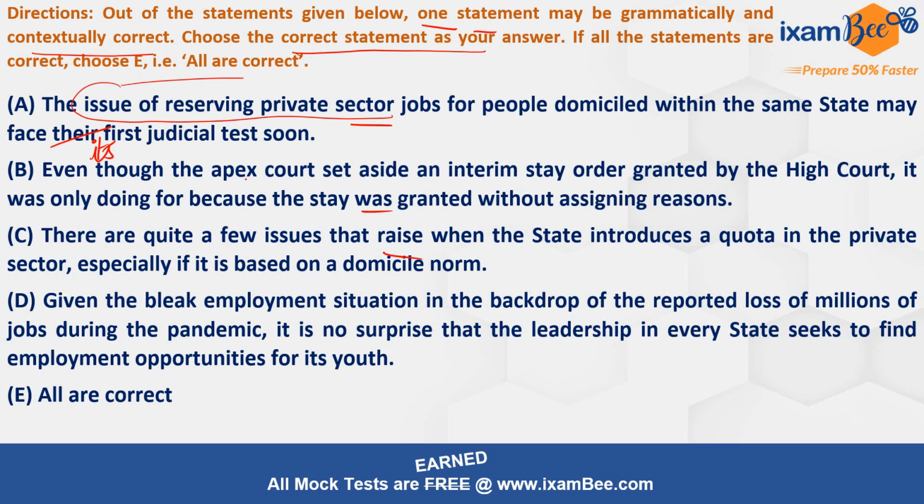Second one says, even though the apex court set aside an interim stay order granted by the High Court, it was doing for because the stay was granted without assigning reasons. So here, what is actually the error? We say it was doing so, right? Doing so. So for is wrong. It should be it was only doing so because of so and so reason, right?